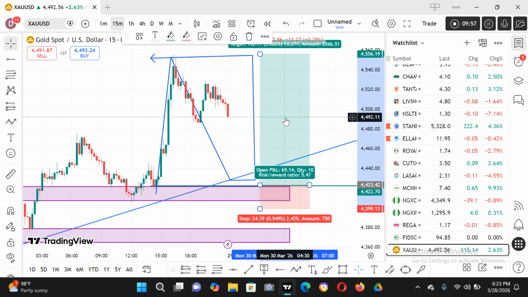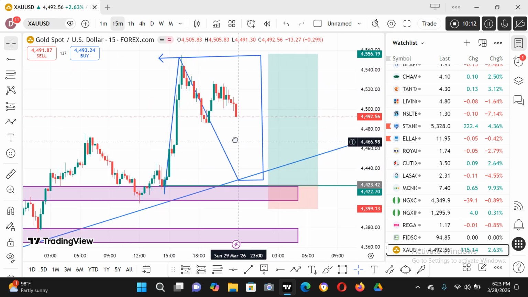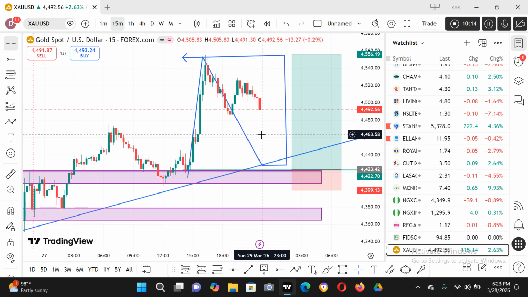Yes, guys, my entry is going to be here. So we target here. You can see that it will give us a risk to reward of about 5.47. We are risking one to make 5.47, guys. It's as simple as that. Very simple, very straightforward. And this is a strategy that I'm even teaching my children.